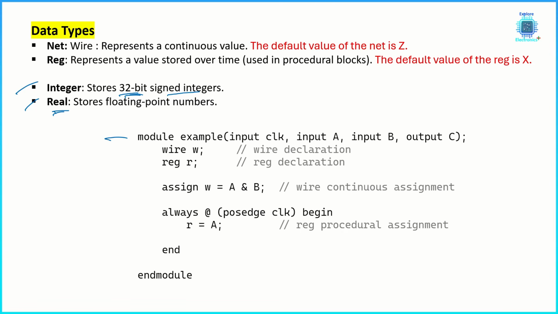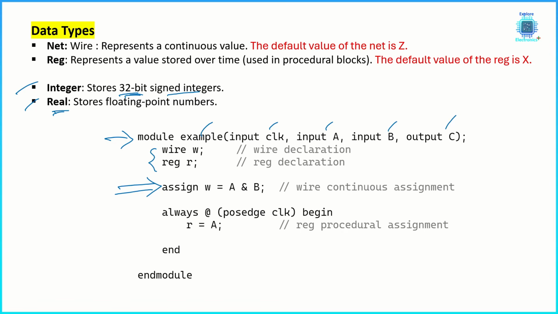Here is the example you can see. Module example is the name of the module. Here the inputs are clock, input A, B and the output is C. Here we are declaring an internal register and an internal wire, just for connection purposes, that is W and R.